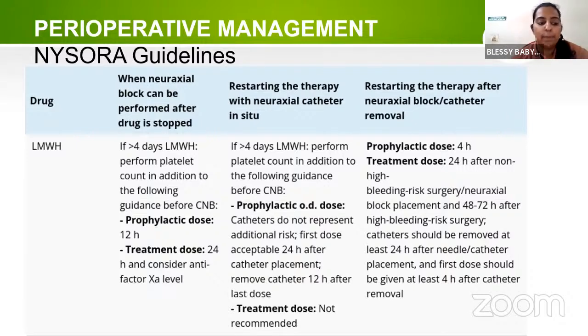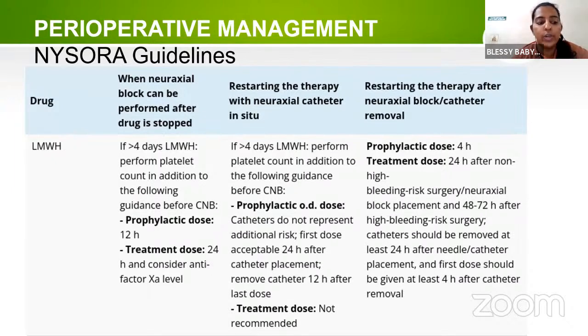And if the patient is on a therapeutic dose, the last dose must be given 24 hours prior to surgery. These are the guidelines when neuraxial block is performed after the last dose: 12 hours after the last dose for a prophylactic dose, and 24 hours after the last dose in case of a therapeutic dose. Now our concerns when a neuraxial catheter is in situ. Here the treatment dose is not recommended.